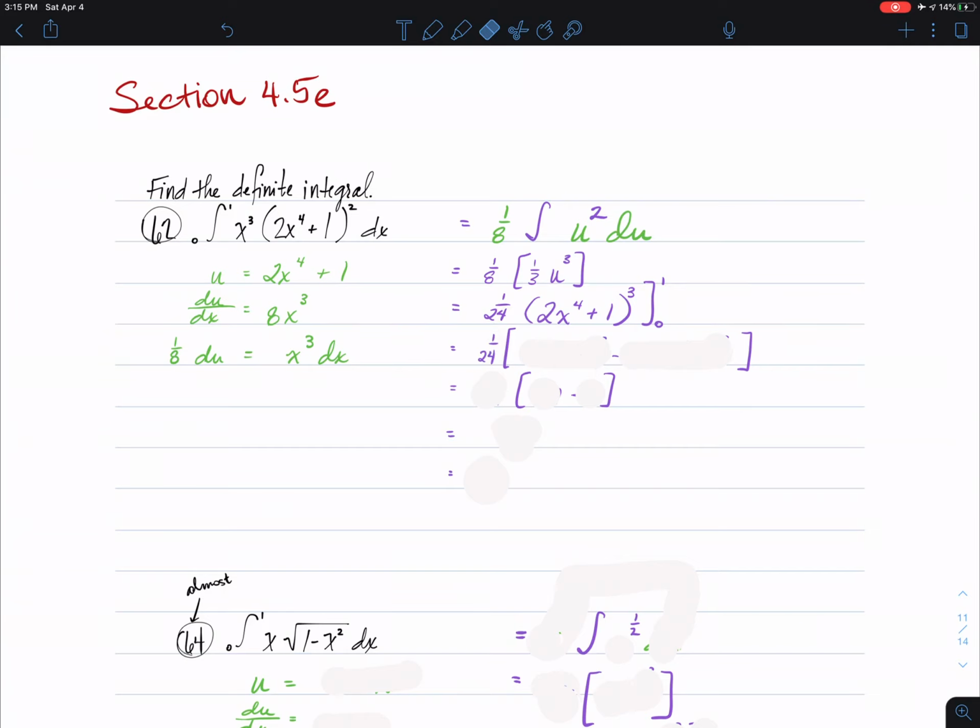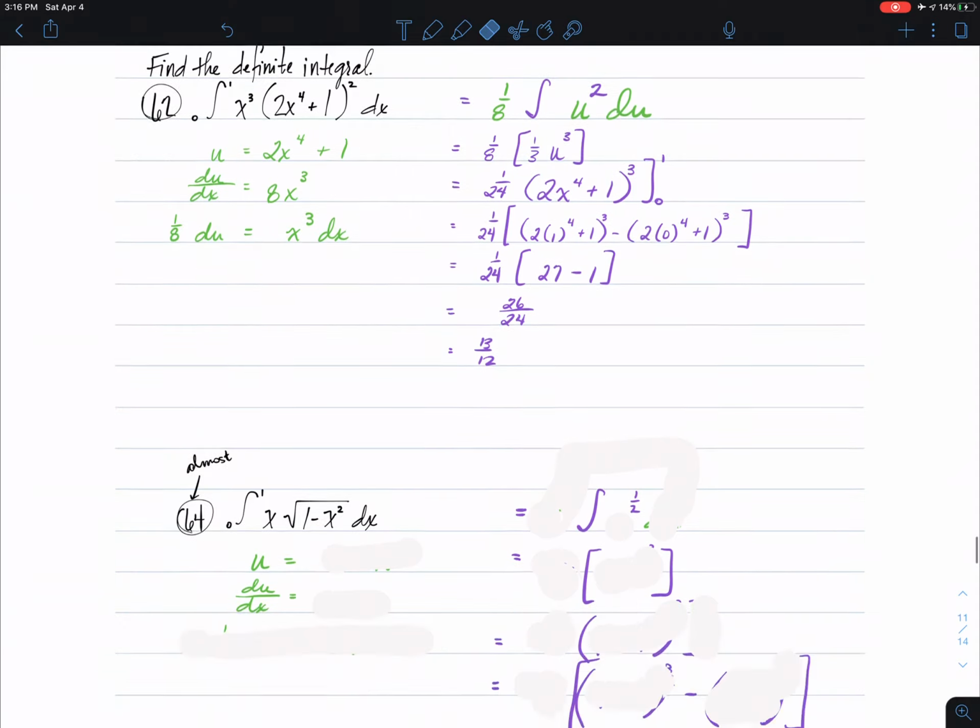So the 1/24 I'll leave out front, plug the 1 in, plug the 0 in, and subtract. And so when I plug the 1 in, I'm going to get a 27. When I plug the 0 in, I'll just get a 1. So this will be 26/24, which reduces to 13/12. Okay, next example.